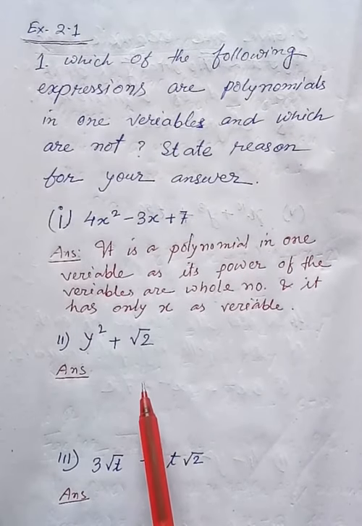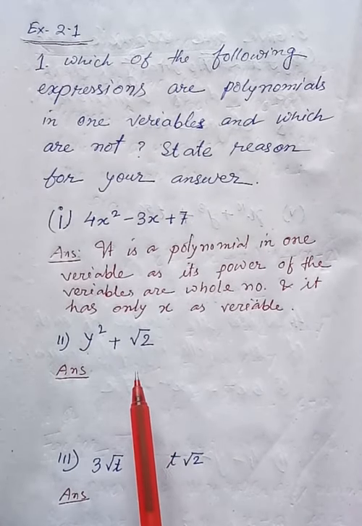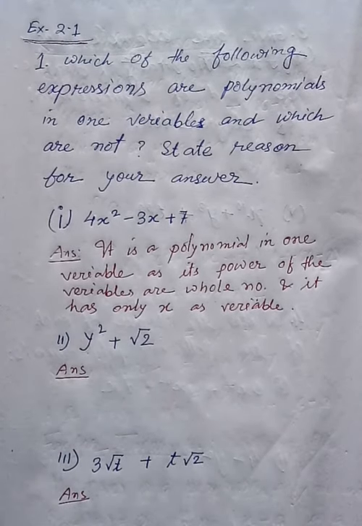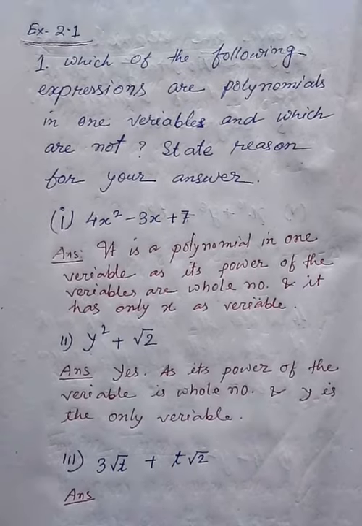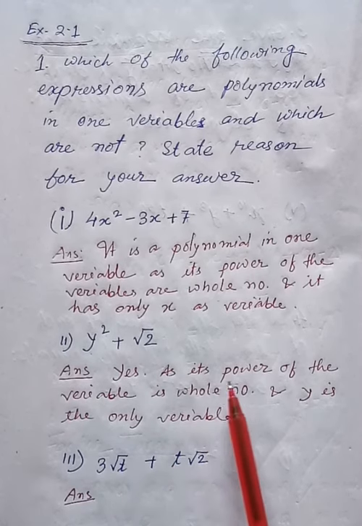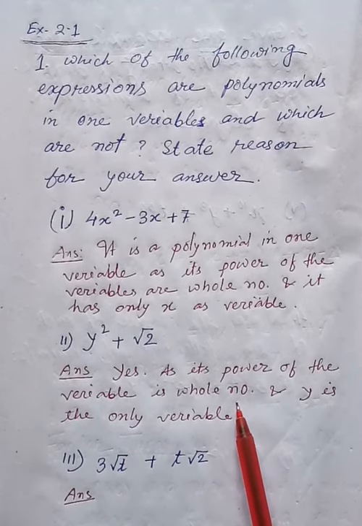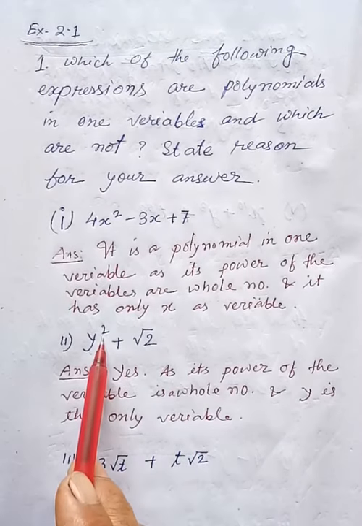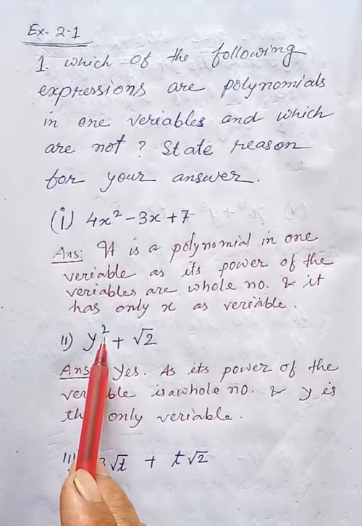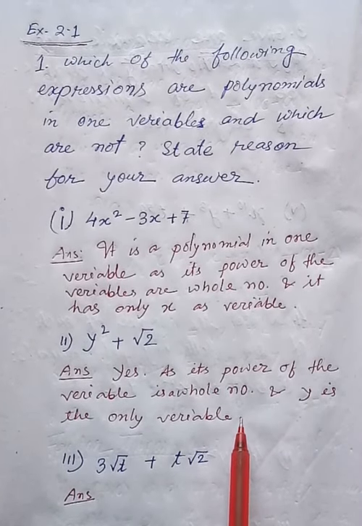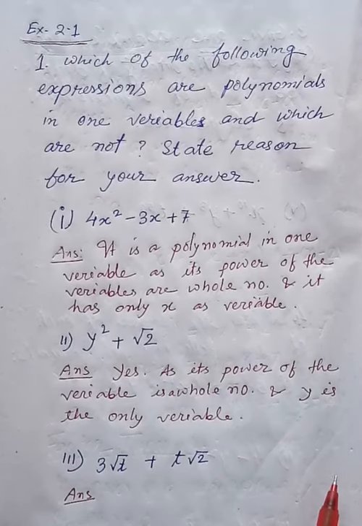As its power of the variable is 2 and it has only y as a variable. So in short we can write: yes, it is a polynomial in one variable as its power of the variable is a whole number. It's a whole number because the power of the variable is 2, and y is the only variable. So it has only one variable. So it is a polynomial in one variable.